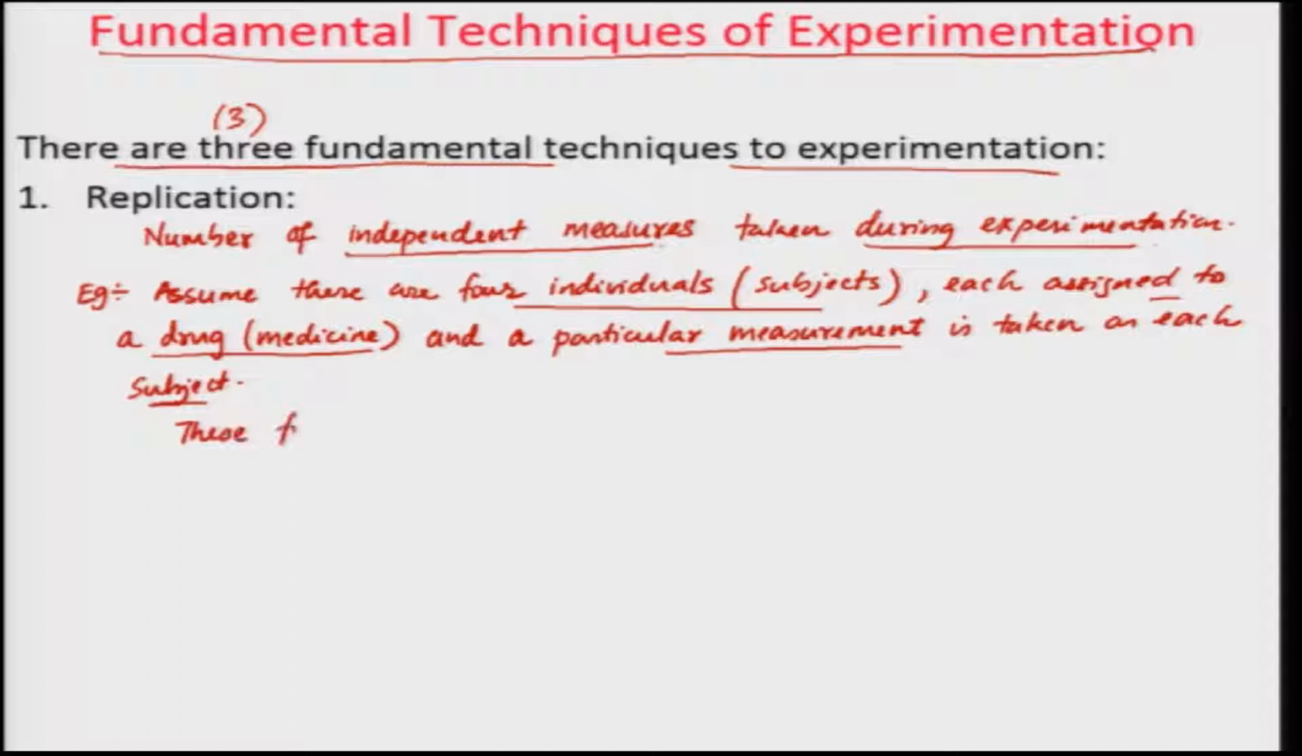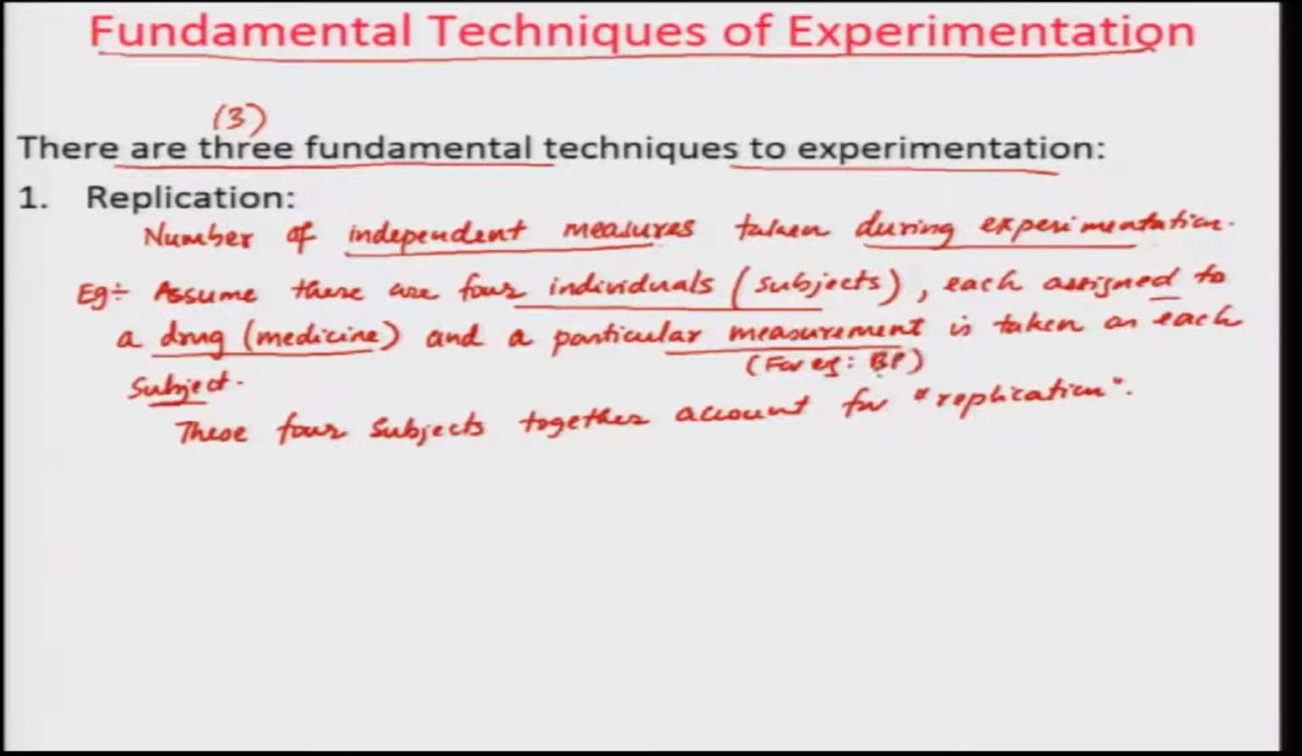These four subjects together account for replication. All of them are given a specific medicine, and we measured their blood pressure. That measurement, in this case BP, and these 4 subjects put together will result in replication.